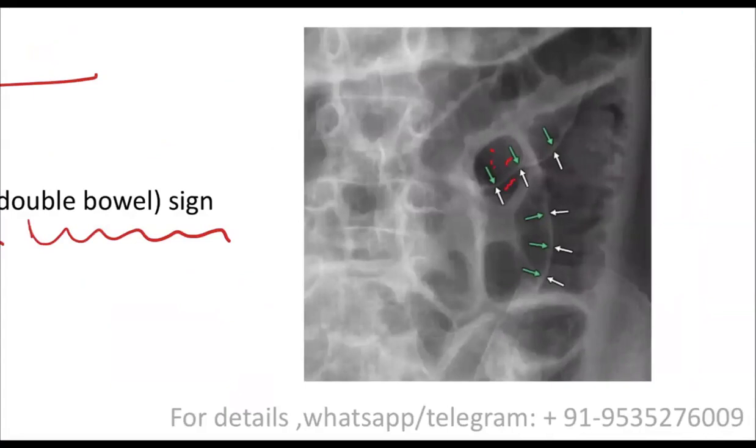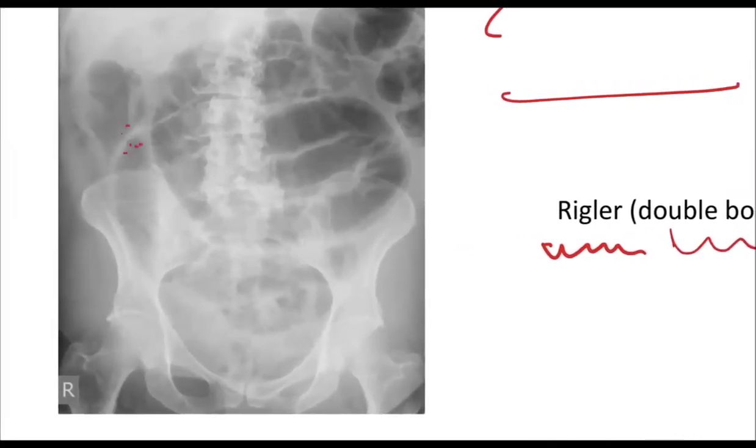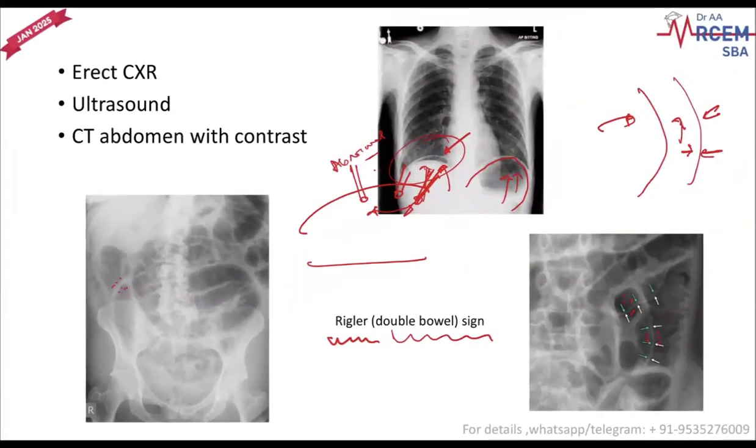So black color, air appears black. So inside, outside, you can see. Similarly, here also you can see, here it is inside and outside also you are seeing it. This is known as double bowel sign, also known as Rigler's sign. It is also very specific for a perforated bowel. Ultrasound is not very helpful at all. Do not get an ultrasound scan done.